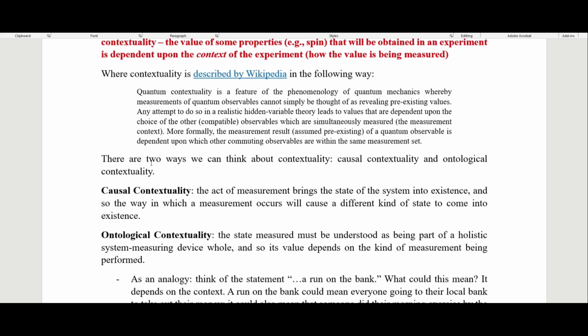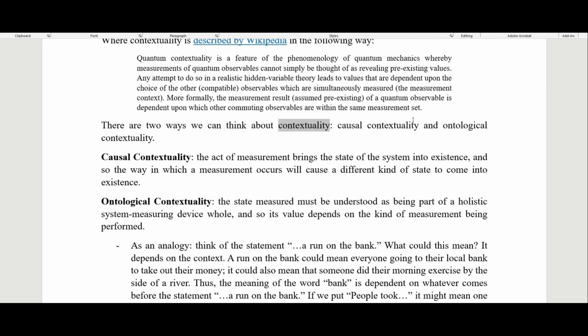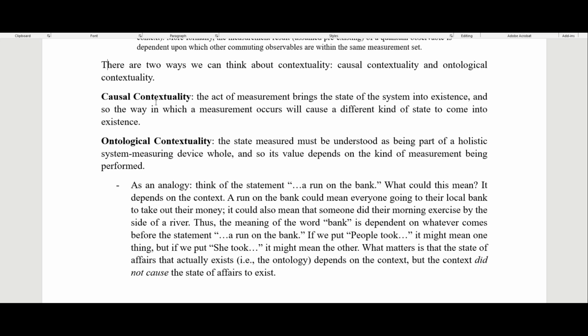So there are two ways we can think about contextuality. There is what's called causal contextuality and ontological contextuality. Causal contextuality says that the act of measurement brings the state of the system into existence. And so the way in which the measurement occurs will cause a different kind of state to come into existence. And we'll see in the videos coming after this one that this is kind of the position that Bohmian mechanics, the pilot wave theory, actually takes here.